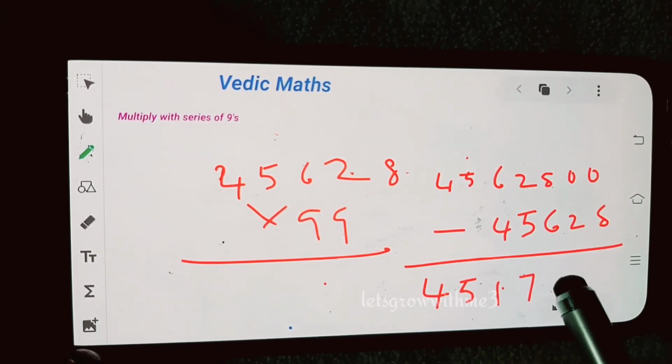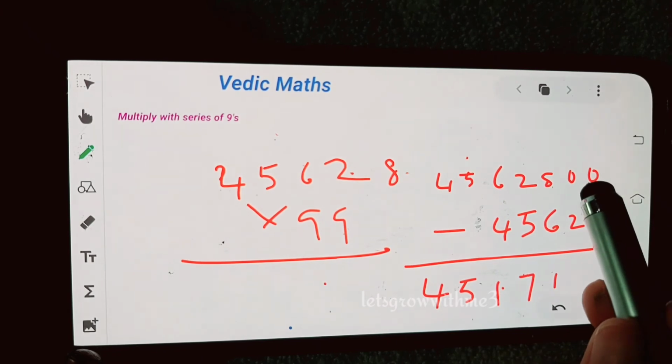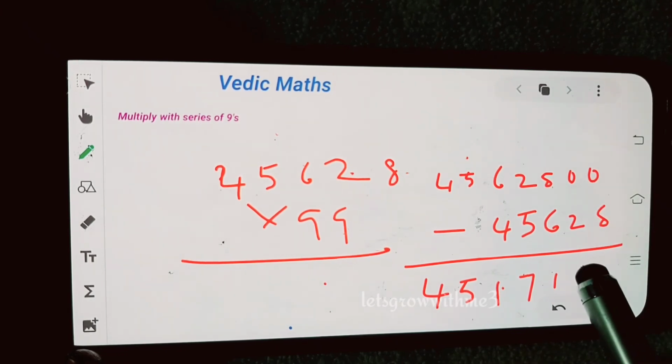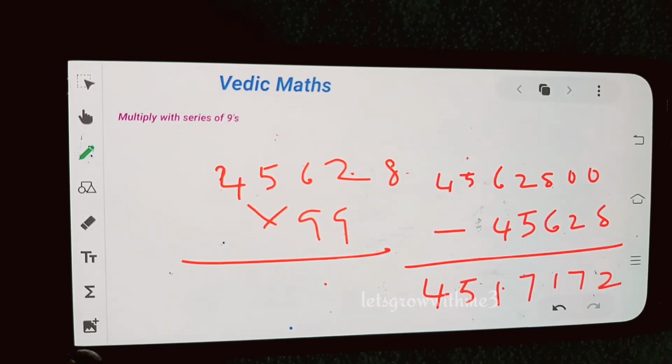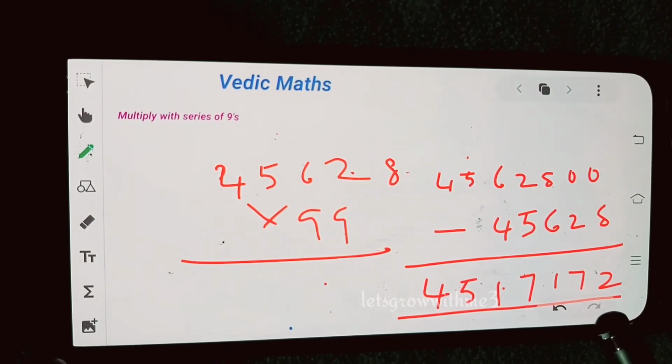Then 2 plus 5, 7. We will write 7 because we don't have any borrow combination. Then 8 minus 6 is 2, but we need to write 1. And then 0 plus 8, but 7. And then 0 plus 8, which is 0 plus 2, 2. Okay, so that's our answer.